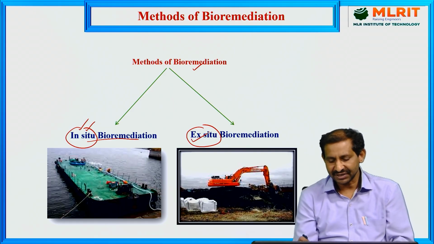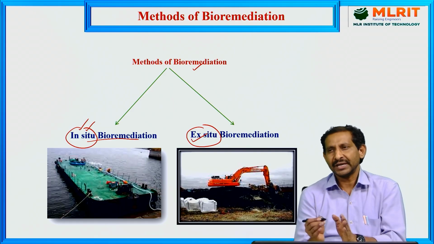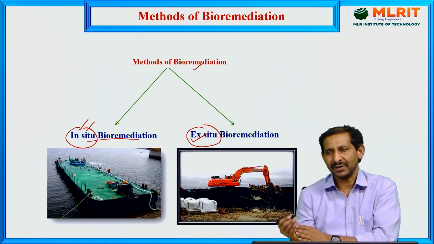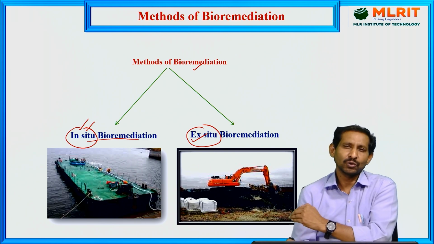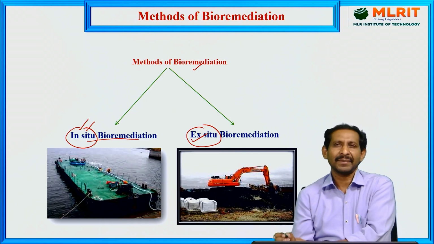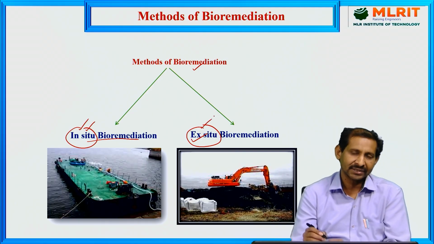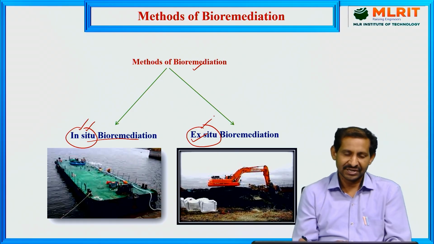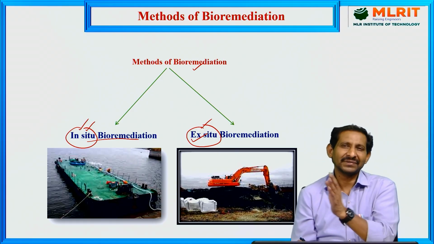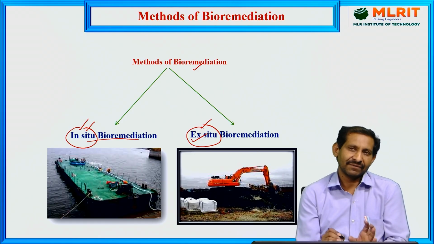Ex situ remediation means wherever the pollutants or substrates are available in that area, the pollutants will be removed from that place and transferred to suitable places, reactors, or labs, and then microbes and nutrients will be added to carry out the biodegradation process. That is called ex situ bioremediation. So in situ means an on-site process, ex situ means removing from that site. That is the main difference between the two.